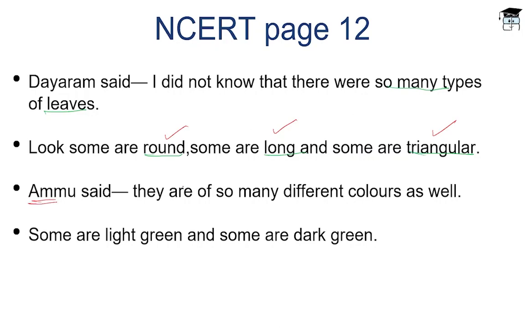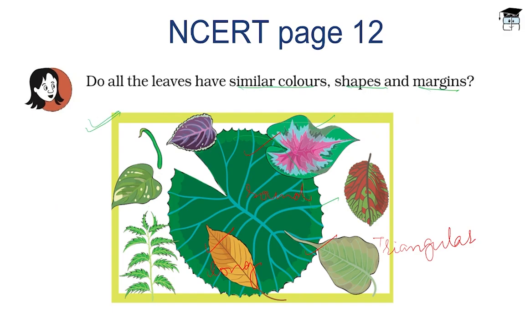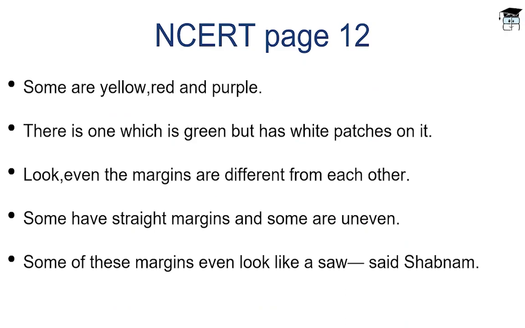Now Amu said there are so many different colors as well. First we compared the shapes of the leaves. Right. Now we are comparing the colors of the leaves. Some are light green and some are dark green. Look here. Some leaves are light green as this one and some are dark green as this one. Right. Some are yellow, red and purple.